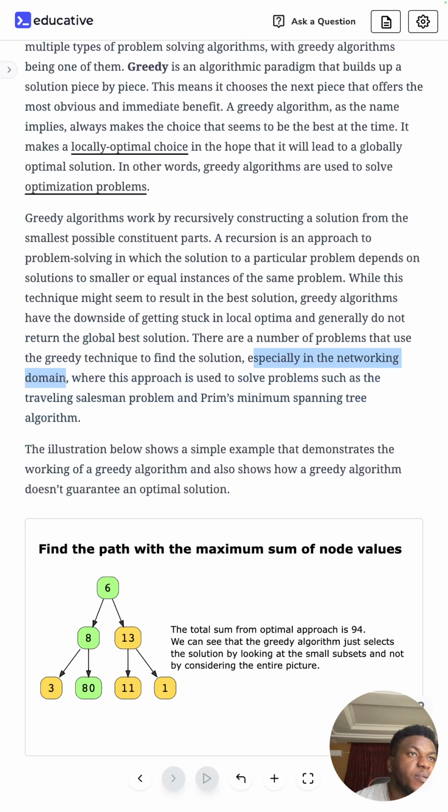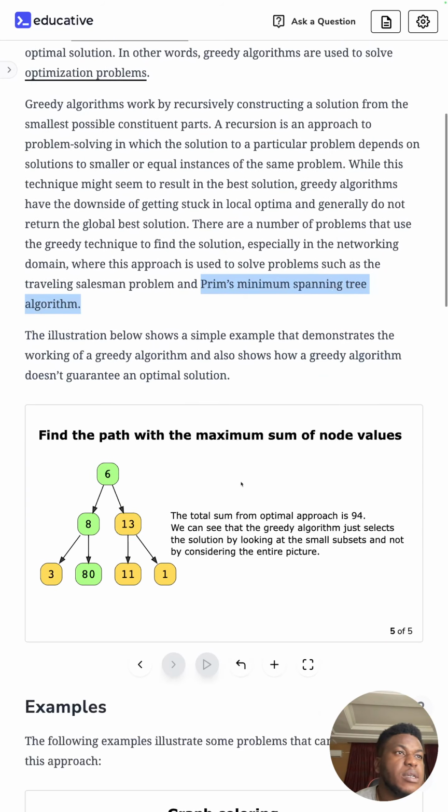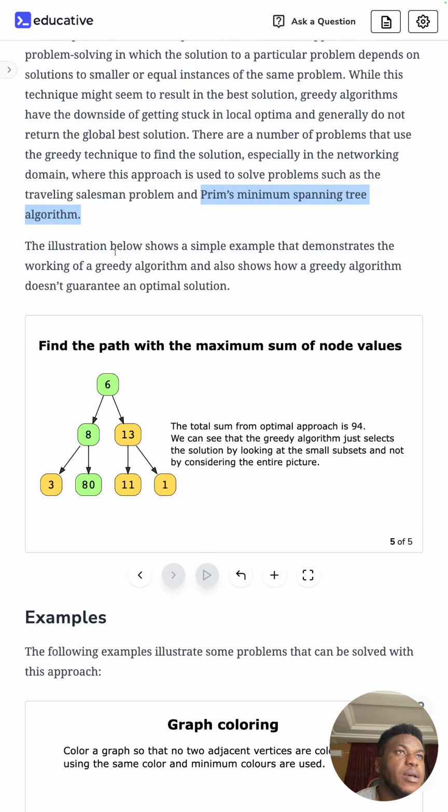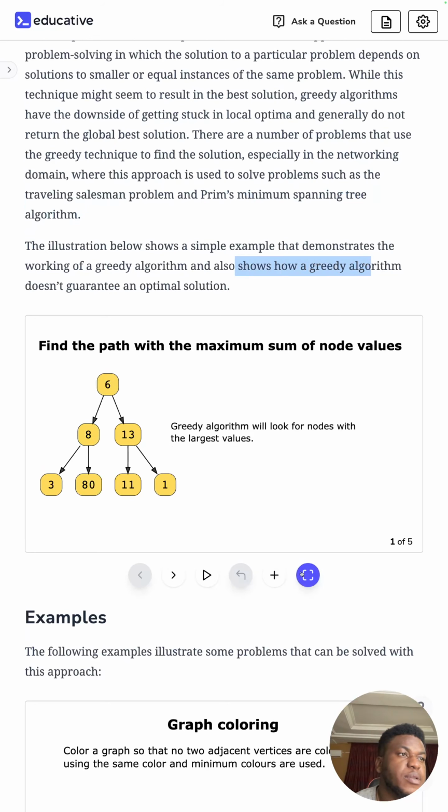Networking in particular is where the approach solves problems such as the traveling salesman problem, which is a classic, and Prim's minimum spanning tree. I think this explains it. It explains how it doesn't guarantee an optimal solution. So let's take it from the top.